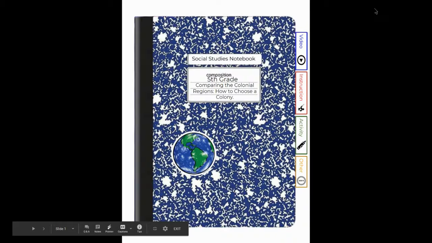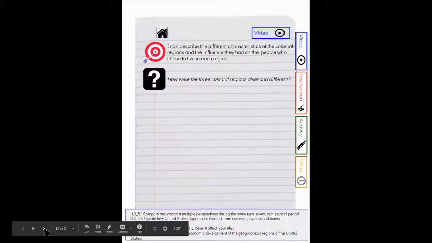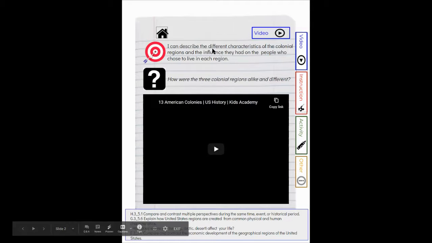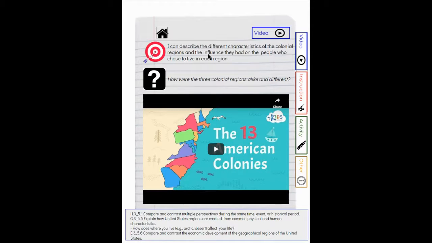Hey everybody. So this is your walkthrough of our lesson on comparing the colonial regions, how to choose a colony. So your goal this week is you can describe the different characteristics of the colonial regions and the influence they had on the people who chose to live in each region.